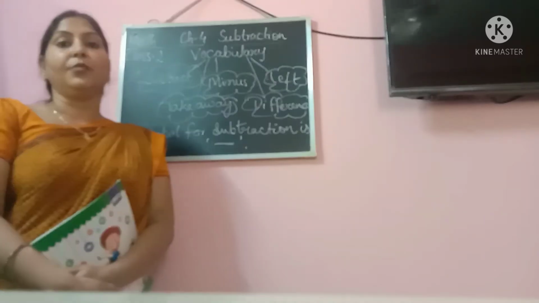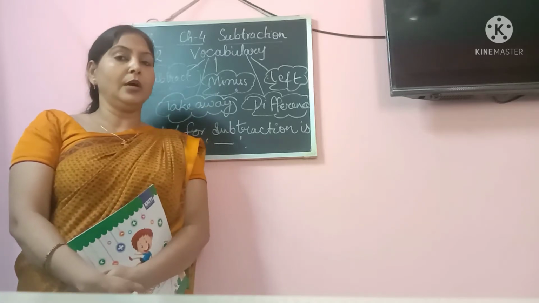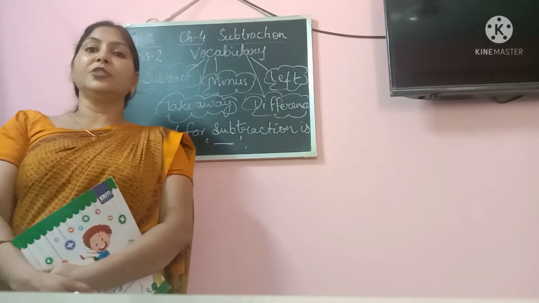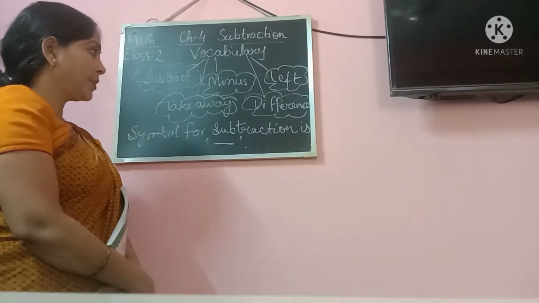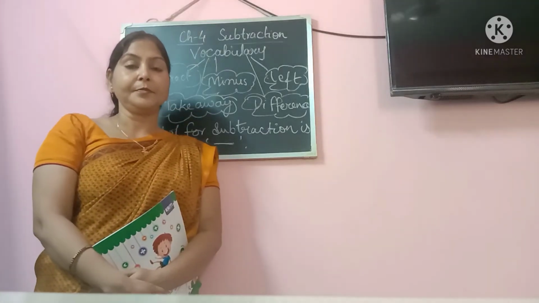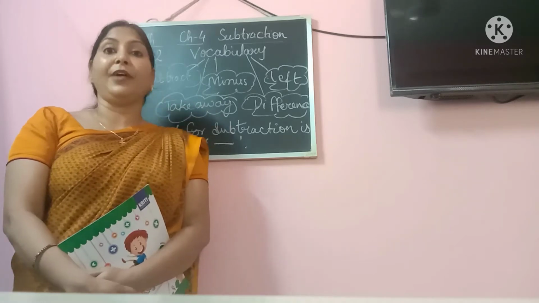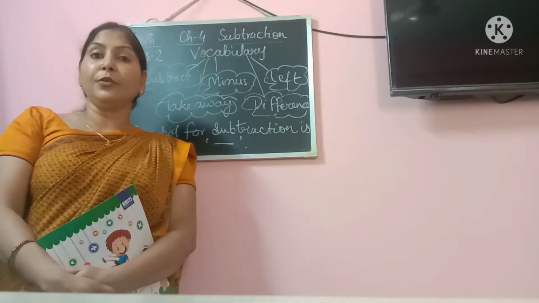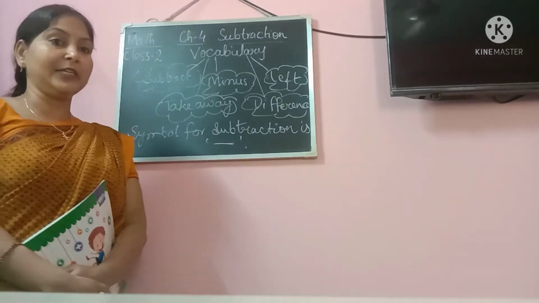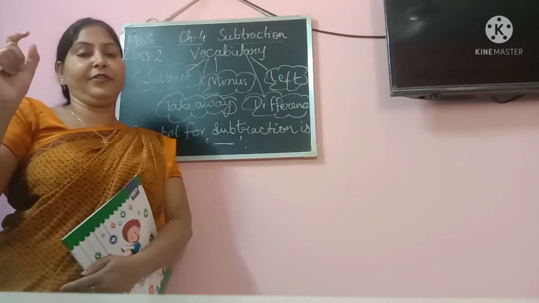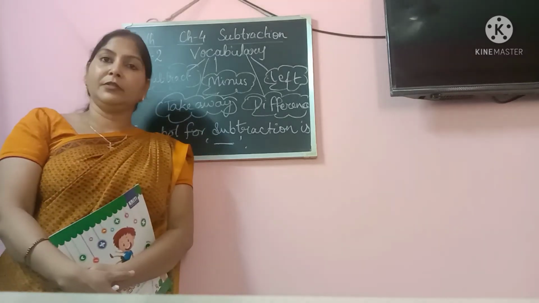Next we have a word called take away or taken away. When we see this word in any of the story sums, then we can understand that this question is based on subtraction. Another word is difference. So difference is also used for subtraction. Suppose you are given a question, find the difference. That means what do you have to do? You have to do the subtraction. Alright. Now the symbol for subtraction is this. It's just a small hyphen, okay, which symbolizes the sign of subtraction.